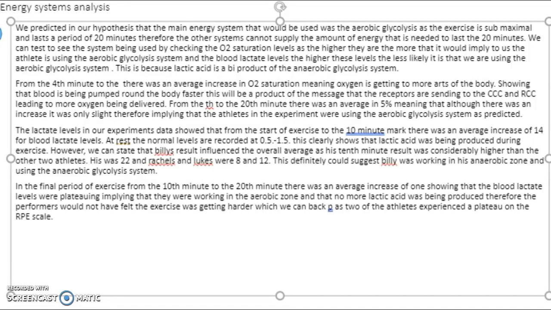From the 10th minute to the 20th minute, there was an average increase of 5%, meaning that although there was an increase, it was only slight, therefore implying that the athletes in the experiment were using the aerobic glycolysis system as we predicted.